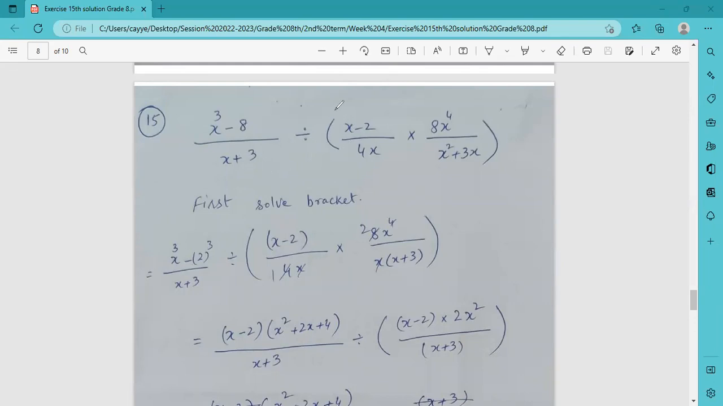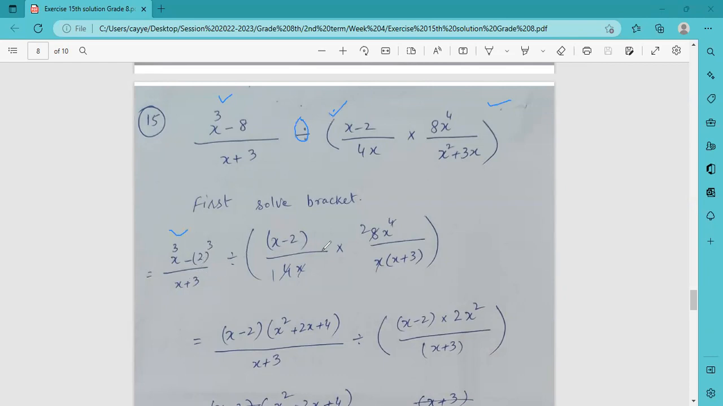Divide by this. So what you do first, you have to see there is division. There is a bracket as well, parenthesis. So what you have to do first, solve these parenthesis brackets. But if we try to solve these brackets, what about the bracket that is outside? Apply the formula, no problem. x cube minus 2 cube, x plus 3.